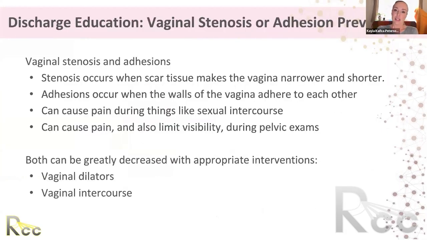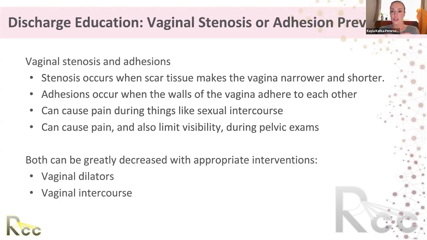One of the last slides is going to be on vaginal stenosis and adhesion prevention. So any patient who has received radiation to the pelvis, regardless if it was brachytherapy, external beam, if they receive treatment to the pelvis and they have a vagina, even if they got treated on their rectum, they need to have training and teaching to prevent vaginal stenosis and adhesions.